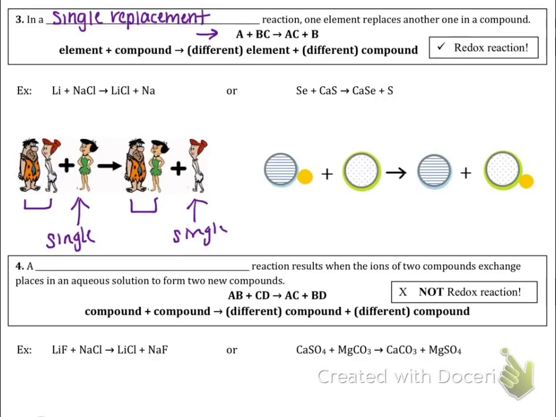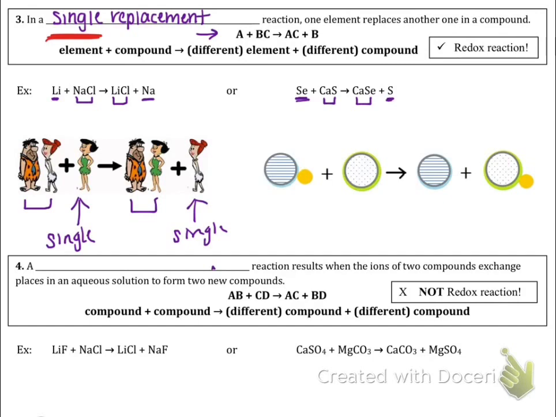So if you look here at the actual chemical example, lithium is by itself, sodium and chlorine were a couple. Now lithium and chlorine hooked up, right, over here, and now sodium is now the third wheel. Okay, so over here, selenium was the third wheel, calcium and sulfur was a couple, now calcium and selenium became a couple, and now sulfur is the third wheel. So that is called a single replacement. So always think about the word single.